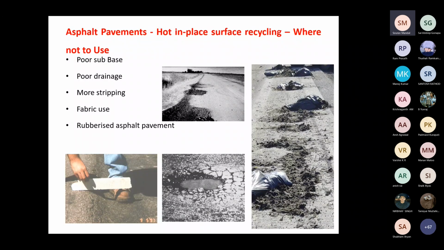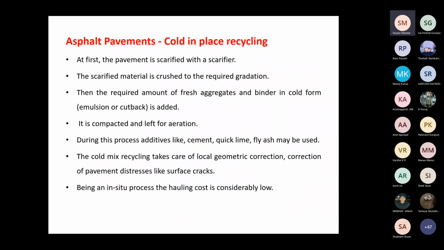Where hot in-place recycling should not be used: if you have a poor sub-base, if the sub-base is damaged, there's no meaning in scarifying and using the top surface. We have to rectify the sub-base also. Also where there is poor drainage and more stripping, or where fabric, some geotextile, is present, and in rubberized asphalt pavements. In these cases, it is not possible to go for recycling.